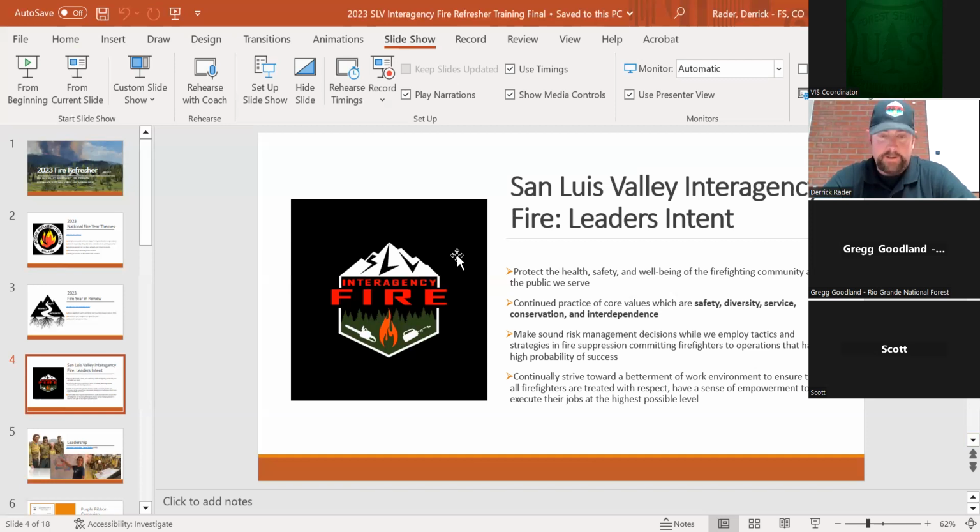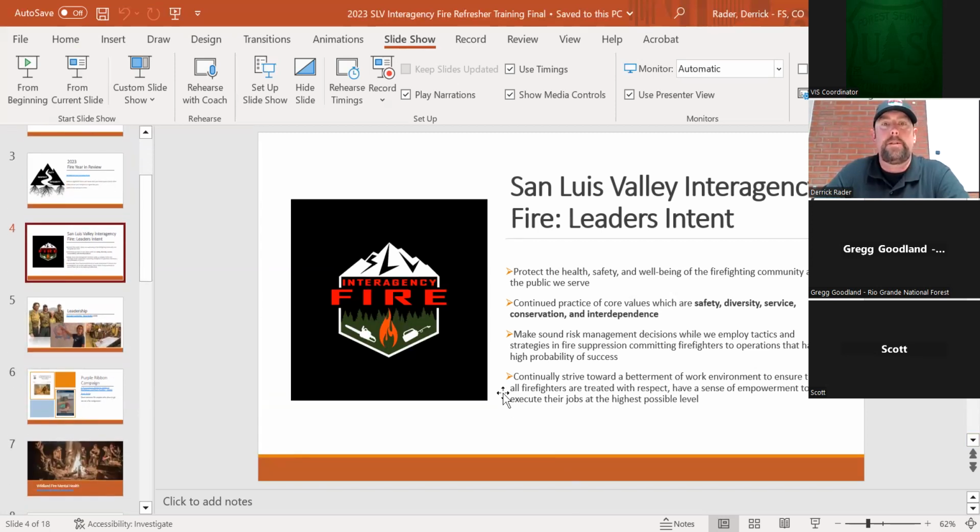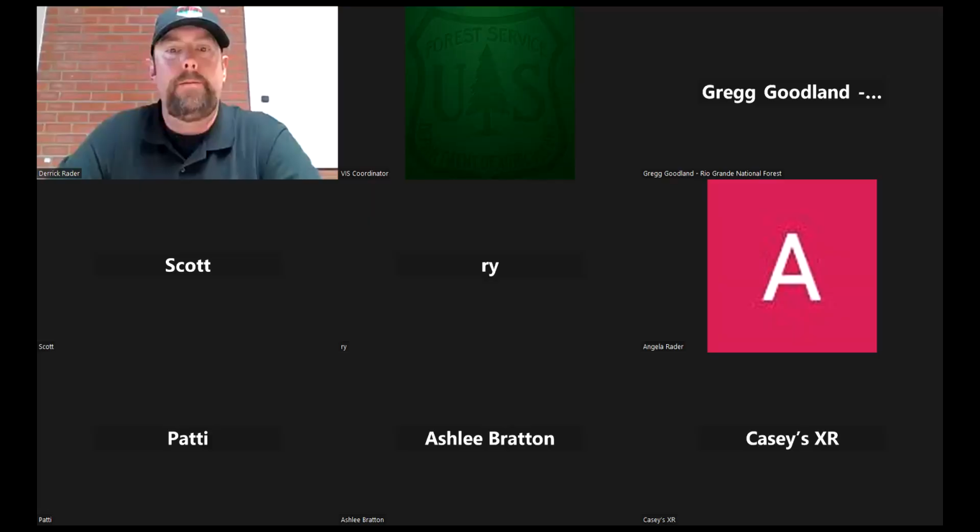And the final one is continually strive towards a betterment of work environment for all our firefighters, and give them a sense of empowerment to execute their jobs at the highest possible level. Those are the leader's intent for this fire season for this year locally to the staff that we have. And with that, we can go into some slides from the potential wildfire outlook. Everybody seeing that okay?